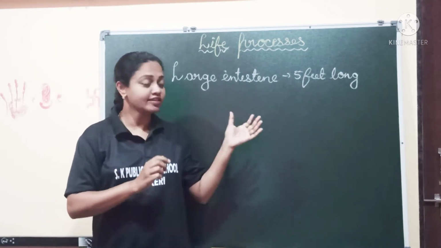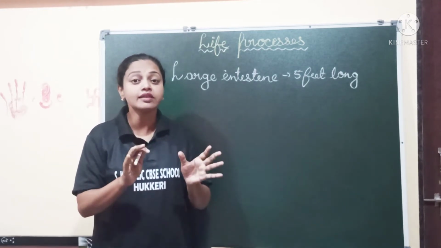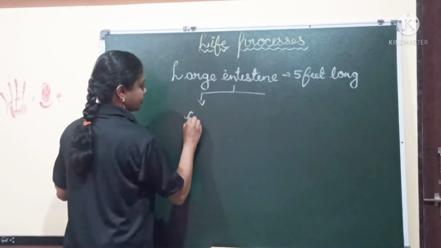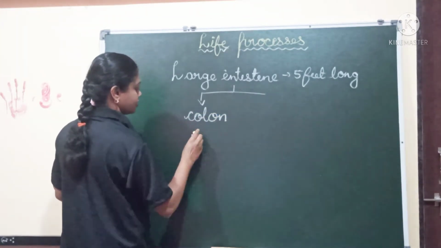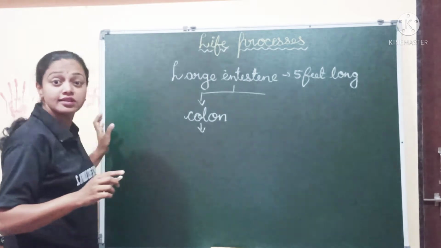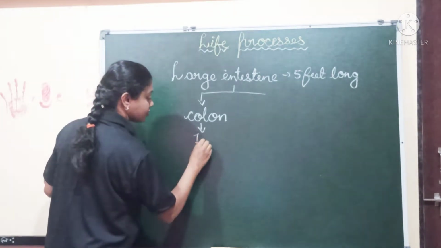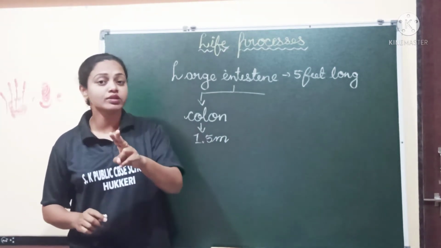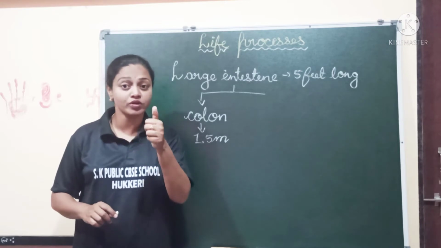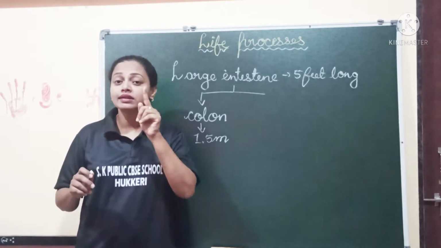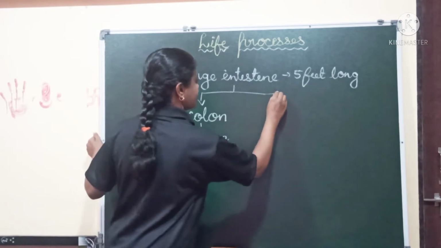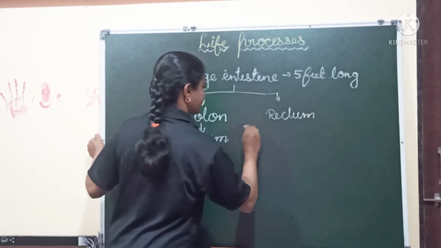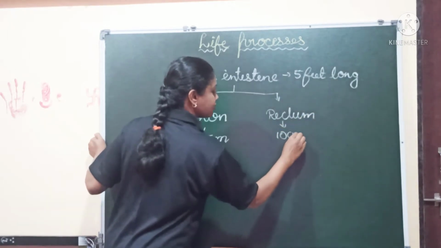One is the colon. I'll send you the picture. The colon is about 1.5 meters in length. The second part is the rectum. It is 10 centimeters in length.